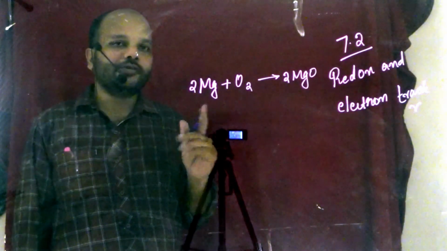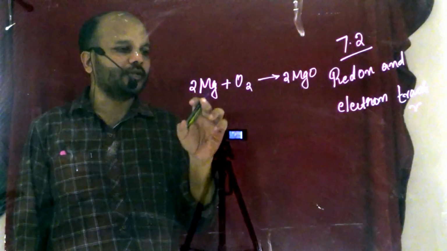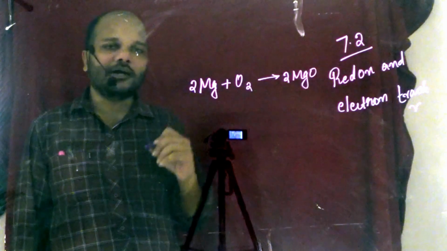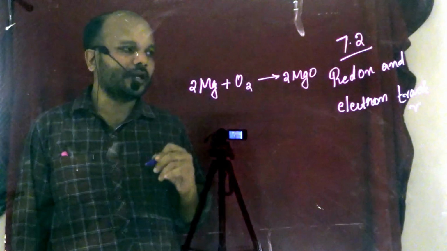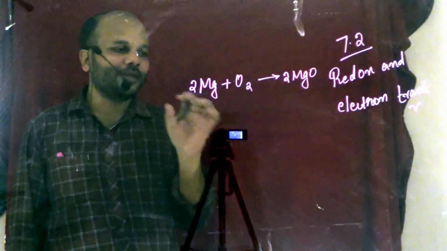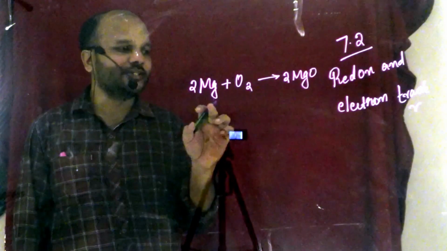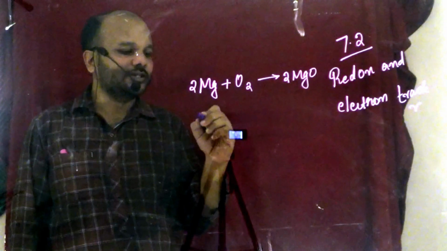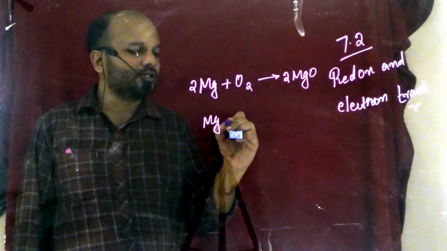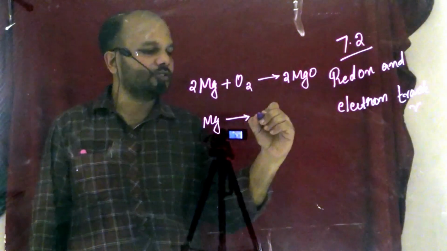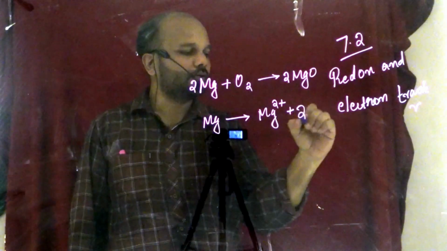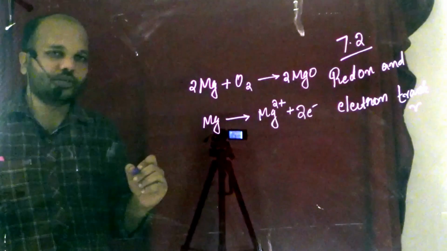If you look closely into the reaction, let's see what is happening to magnesium and what is happening to oxygen. If you write the half cell reactions, you will have a clear picture of what shall happen to the magnesium and what shall happen to the oxygen. See here, magnesium is losing 2 electrons, so it is becoming Mg2+ plus 2 electrons.